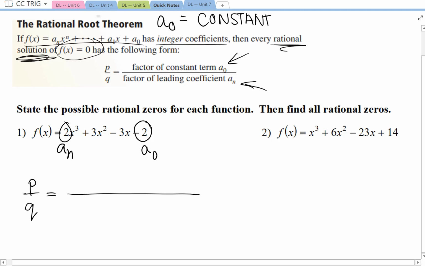What are the factors of negative 2 or just 2? That would be plus or minus 1 and plus or minus 2. And then q covers the factors of a sub n. What are the factors of 2? Again, there are plus or minus 1 and then also plus or minus 2. So the rational zeros will all take this form.